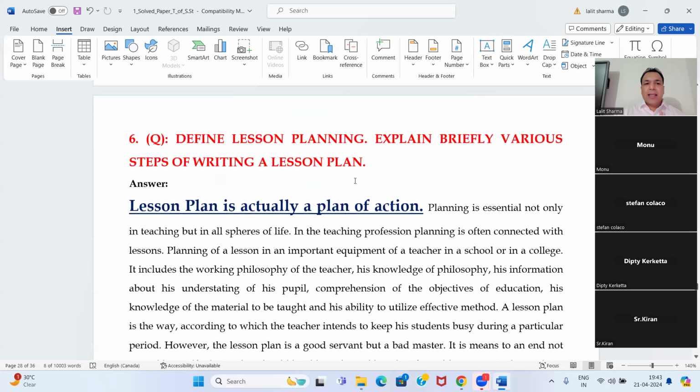Okay, 6 questions आ गया. Define the lesson planning. Explain briefly various steps of writing a lesson plan. अब याद करो, last to last lecture I took a lesson plan. And I told all of the students, this question always comes in all the teaching subjects. SST में भी आ गया, साइंस में भी है, बायोलॉजिकल साइंस में भी है, मैथ्स में भी है, इंग्लिश में भी है, राइट? तो आंसर वुड बी द सेम.